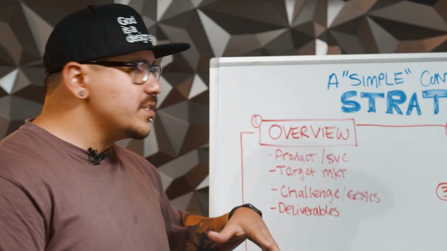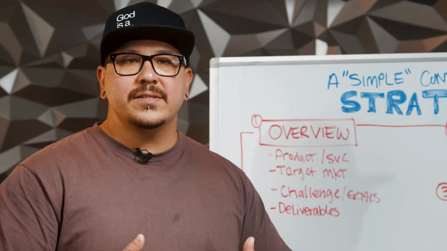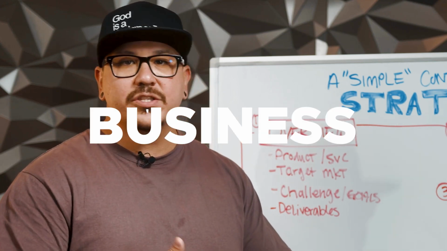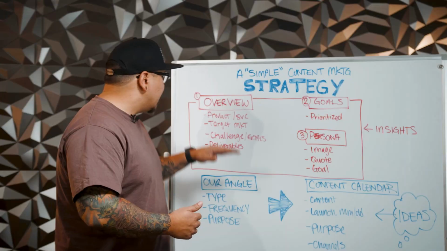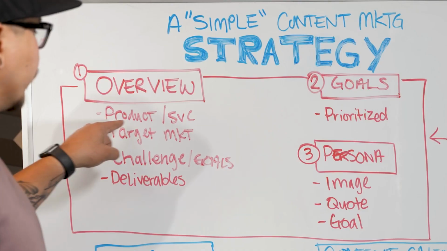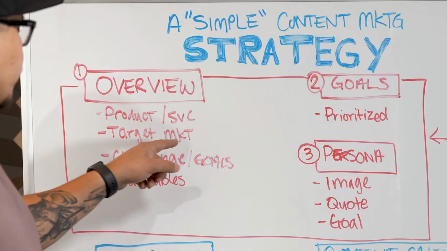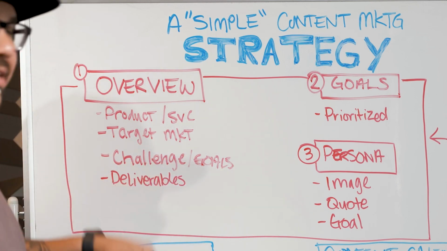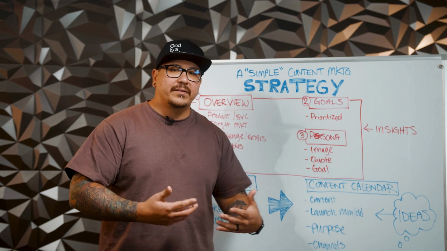So in the overview, if you're working with a client, then usually all of these insights come in a discovery session. So you wanna learn about their business, their brand, their audience, their marketing goals. And so the overview is really just four things. You're listing down their products and services, the target market they're serving, the challenge and goals they have, as well as the deliverables that you're expected to create.